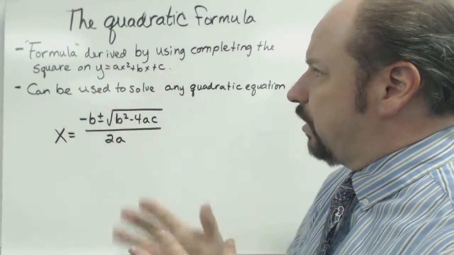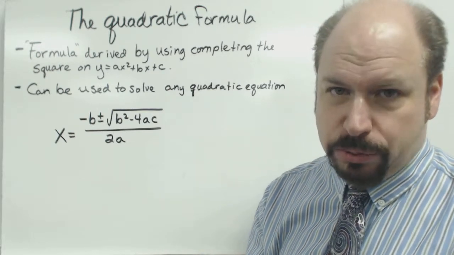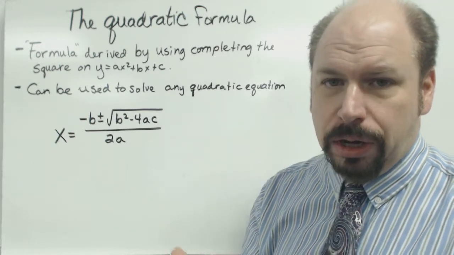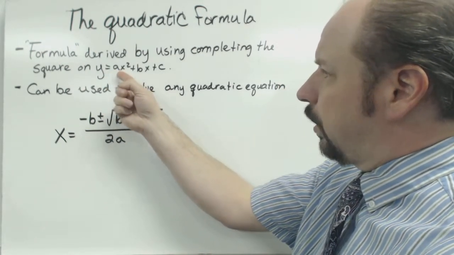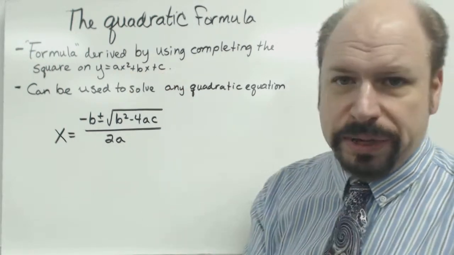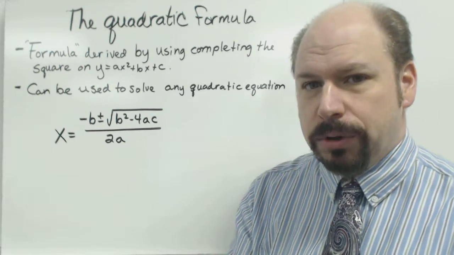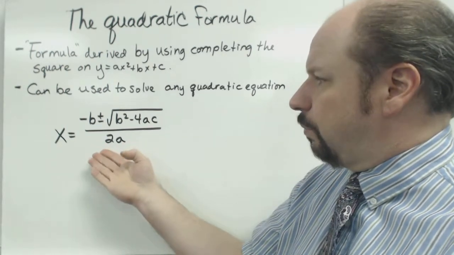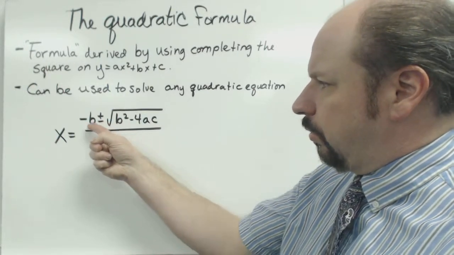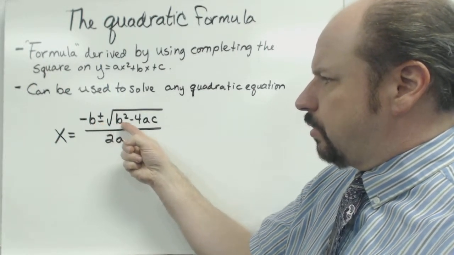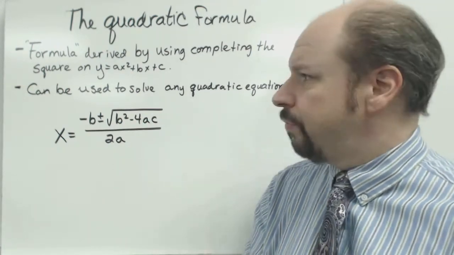So the quadratic formula is simply a formula that is derived by using the completing the square process that we just got through talking about. If you use completing the square on ax squared plus bx plus c, just keep all those letters in there and use that process, you can come up with the quadratic formula, which is x equals negative b, or the opposite of b, plus or minus the square root of b squared minus 4ac all over 2a.